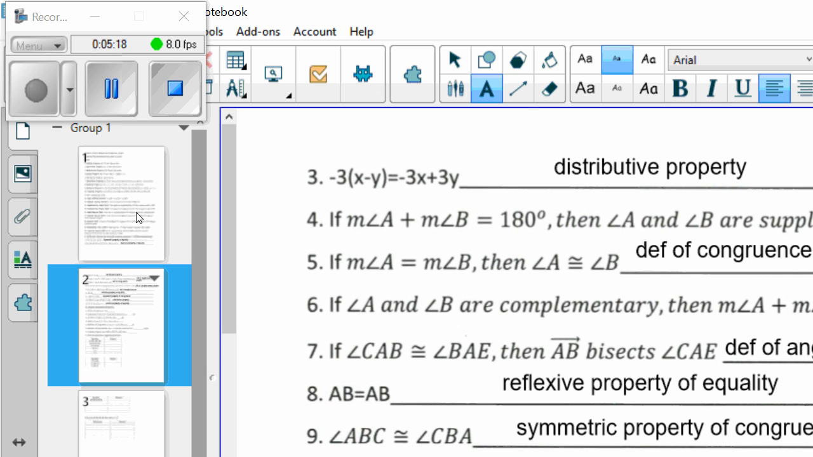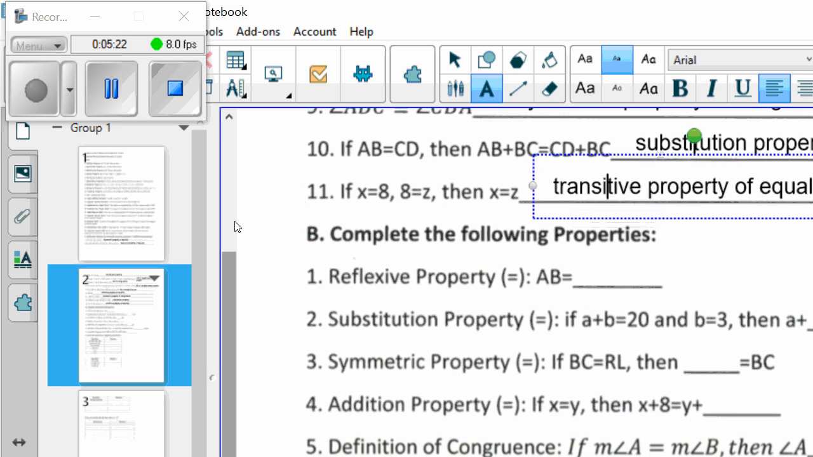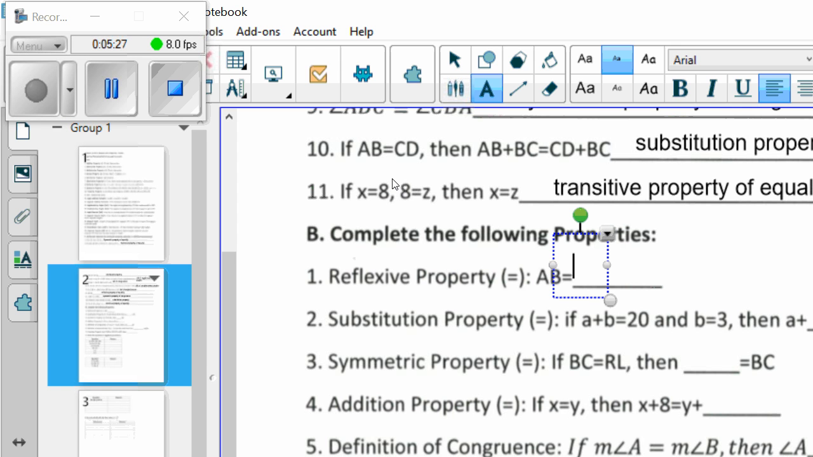All right, so now we're going to complete the property. Now they're going to tell me the property, and we have to complete the statement. Reflexive property of equality: AB equals AB. You just need the exact same thing. Substitution property: if A plus B equals 20 and B equals 3, then A plus 3 equals 20. We substituted 3 for the B. Symmetric property: if BC equals RL, then, since it's symmetric, I just trade places.